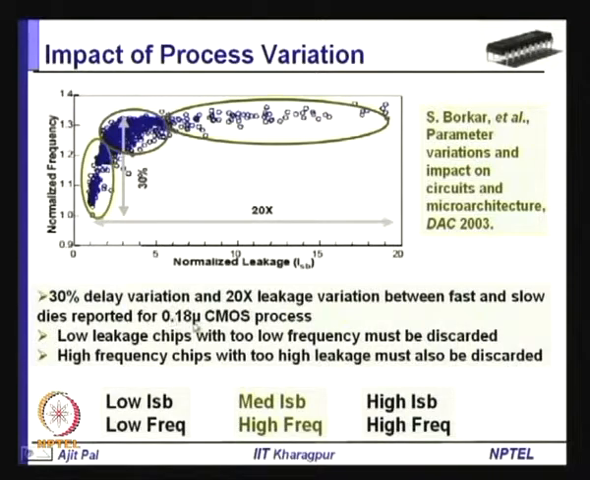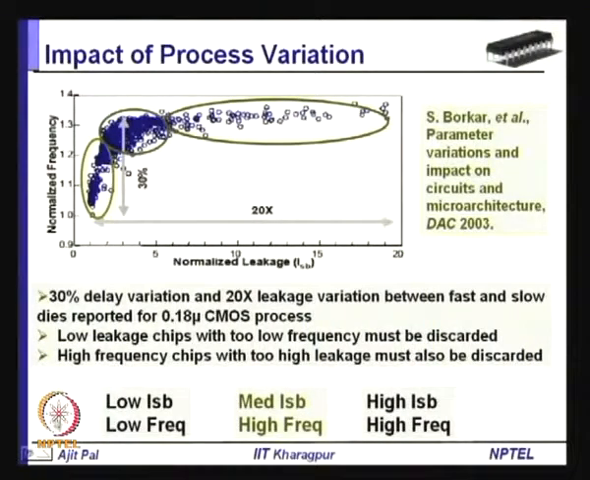That has been reported in 0.18 micron CMOS process. So, you can imagine that was the result that was actually obtained from 0.18 micron technology. As the device size is shrinking, that variation is increasing. So, in the present day technology, which is realized by using 45 nanometer or 33 nanometer technology, the variation will be more.